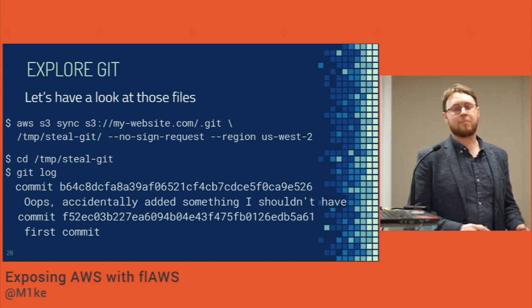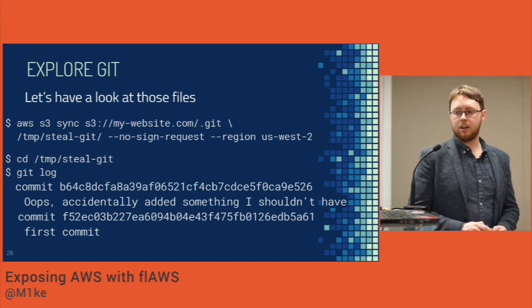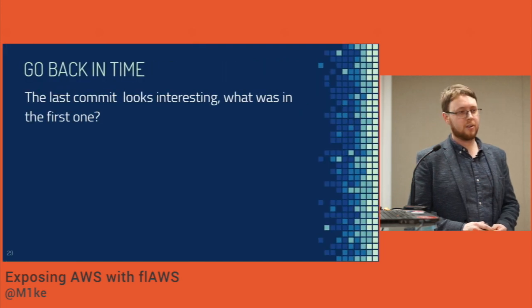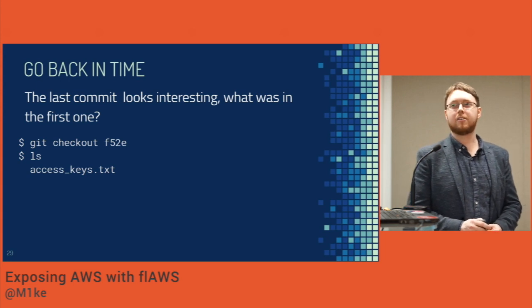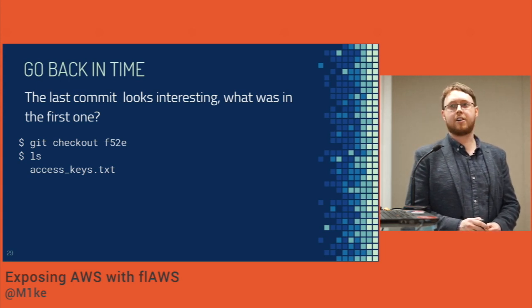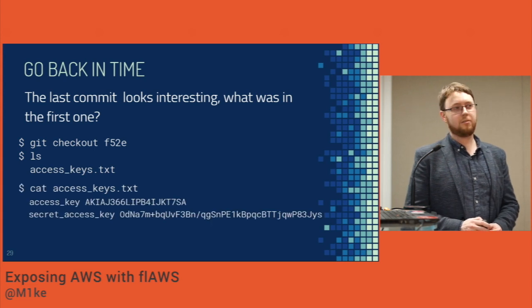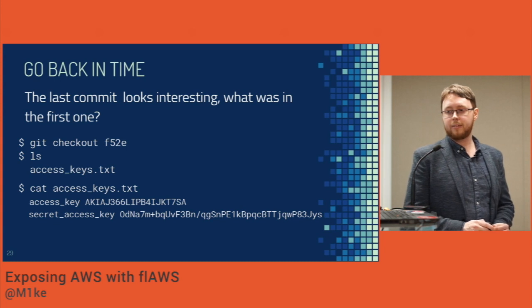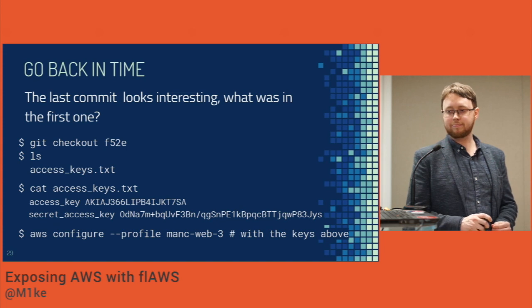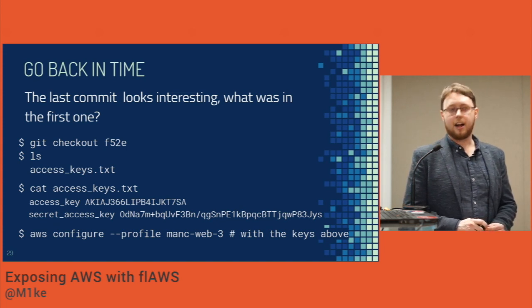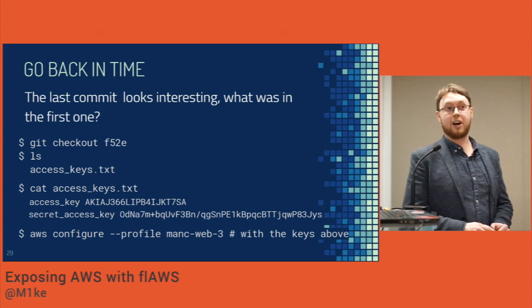So we sync the files back down to our system, and we run git log. So we get a list of their commits. And it seems like their second commit is an odd one. They've committed something they shouldn't have and reverted it, which obviously means it's completely gone forever, safely deleted, right? Well, that's not how Git works. Let's check out the first commit. Oh dear. Access keys.txt. And now we have access to your AWS account. Let's just hope that this is an account with very limited permissions and not your admin account, right?